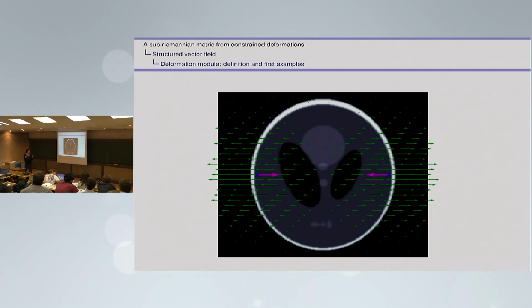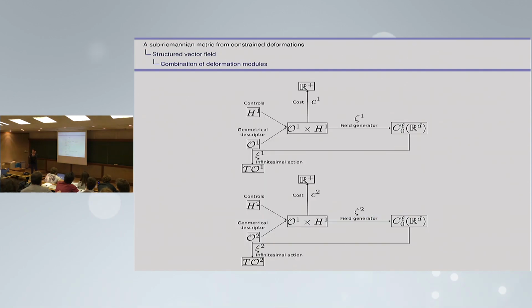So like this, with this idea, we can build complicated deformation modules incorporating complex priors. In addition, you can combine 2 deformation modules. So assume that you have 2 different priors. You know that your shape, for instance, can be transformed by a local scaling.